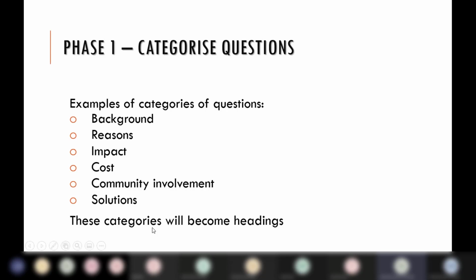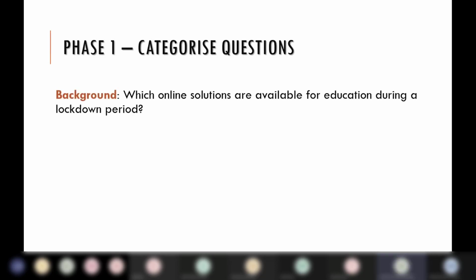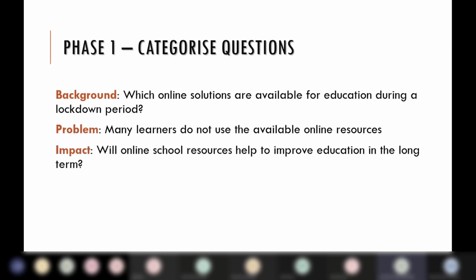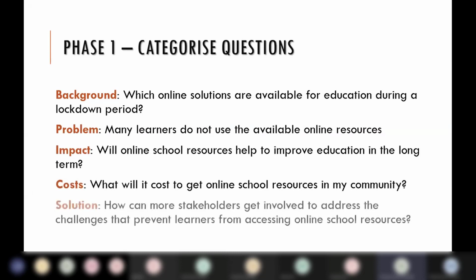Here are some examples of categories. I'm one of those. My categories were always background, impact or cost, and solution. But that's up to me. Even master's degrees, whatever, background, impact or cost, solutions. So it doesn't matter which categories. Give them the categories, let them think about it. Okay, here are some examples of what is the background, what is the problem, what is the impact, cost, solutions, etc.